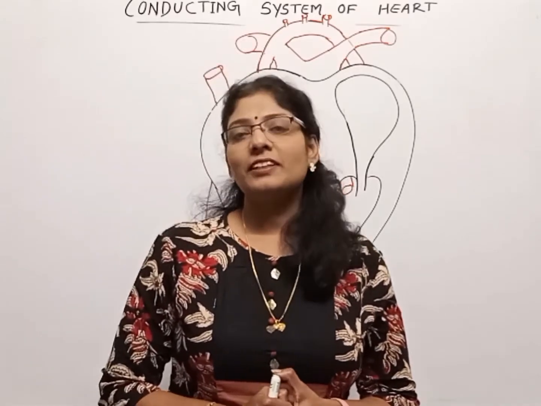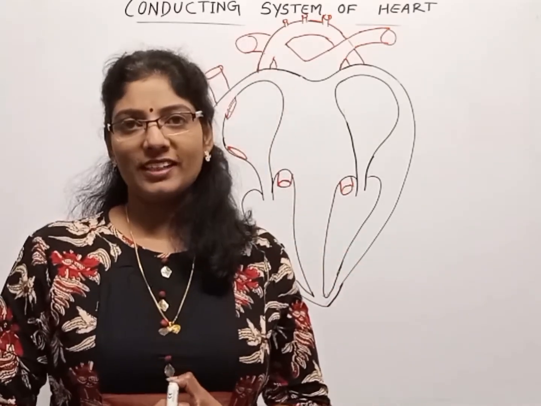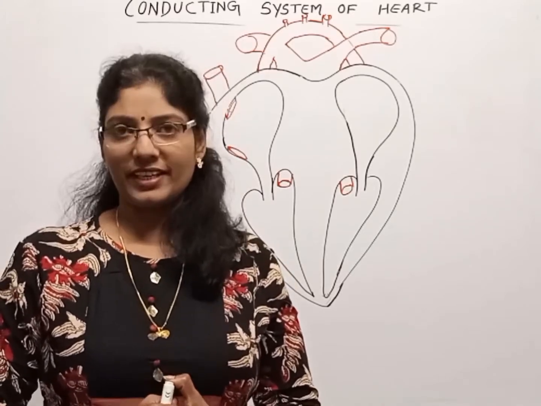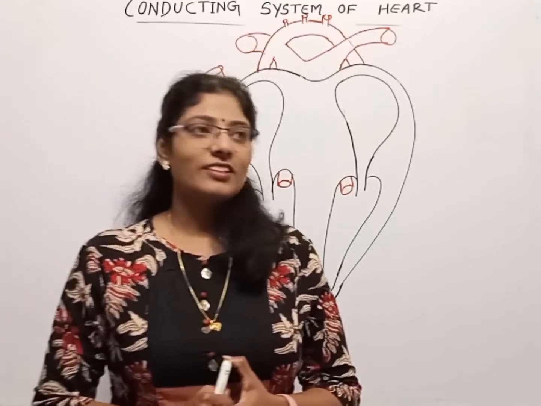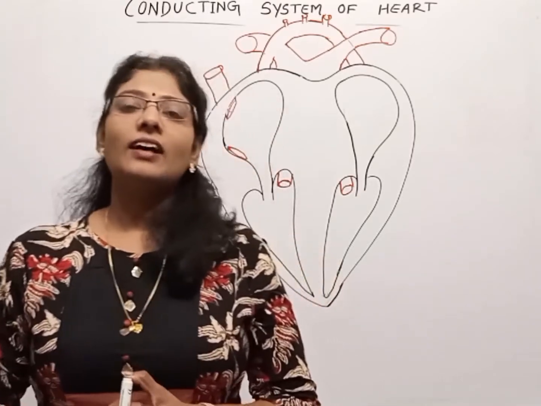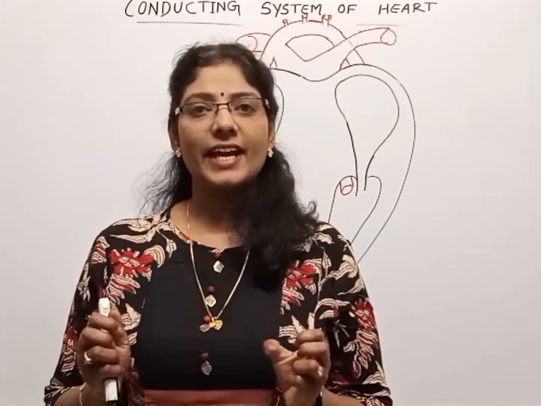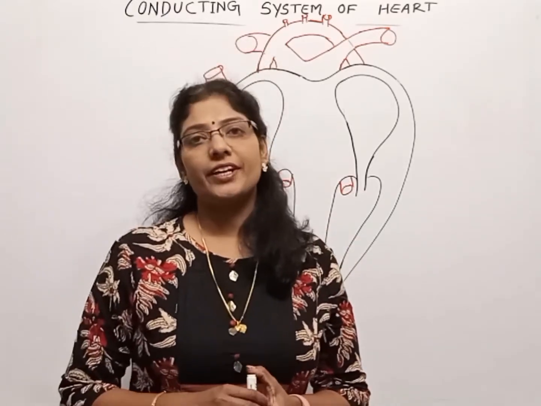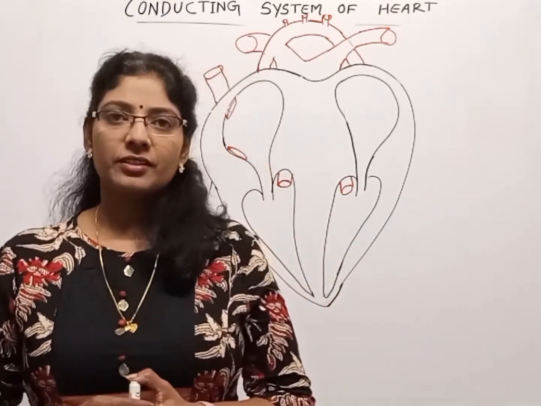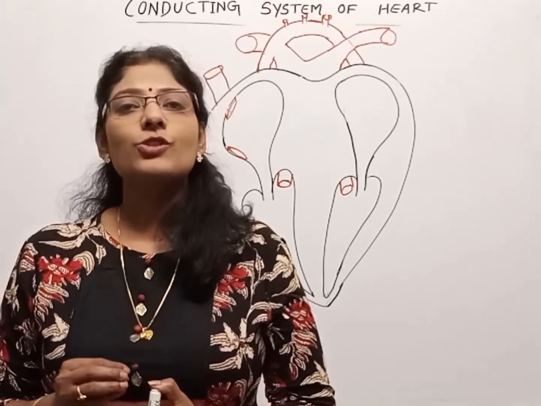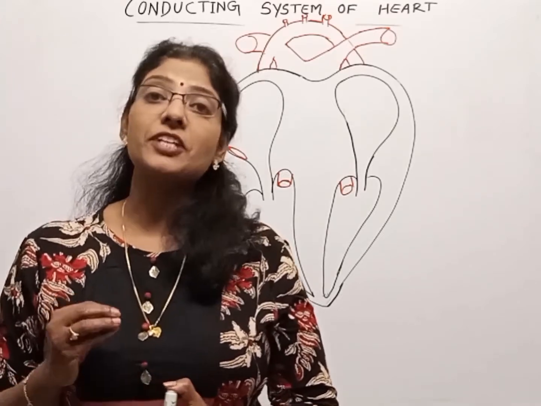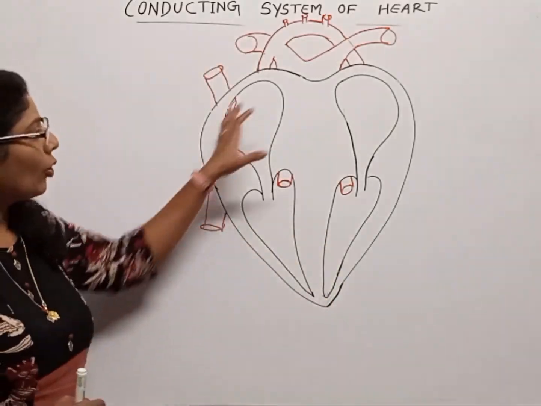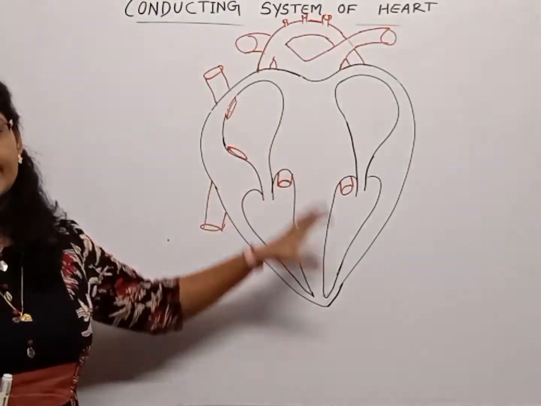Today we will learn about the conducting tissues of the heart, where they are located and how they work. Children, you know that the heart is contracting and relaxing in a rhythmic manner. This rhythmic contraction and relaxation is possible because of the presence of some specialized tissues, and these tissues are located on the wall of the heart itself.